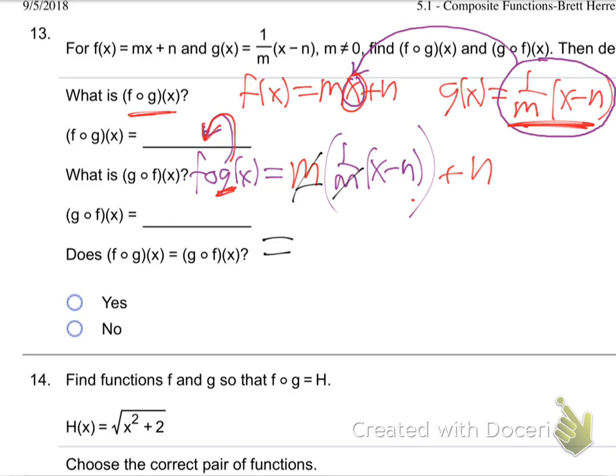M and that's over 1, right? So those just cross cancel. So you just have x minus n and then plus n. What's that? Minus n, x. Oh yeah, it's just x.